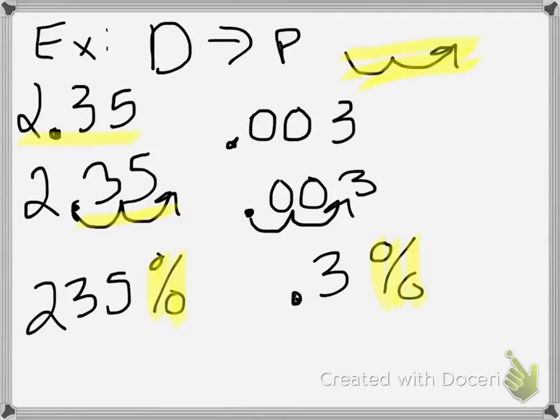Then we've got 0.003, and we know we need to use the mustache and move that decimal 2 times to the right, and we get 3/10 of a percent. You can see right here is where your decimal point is when you move it 2 times.